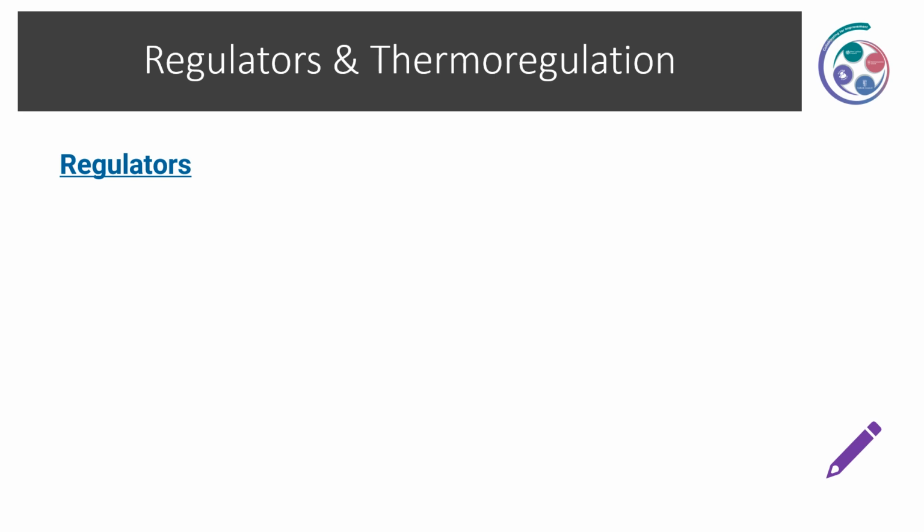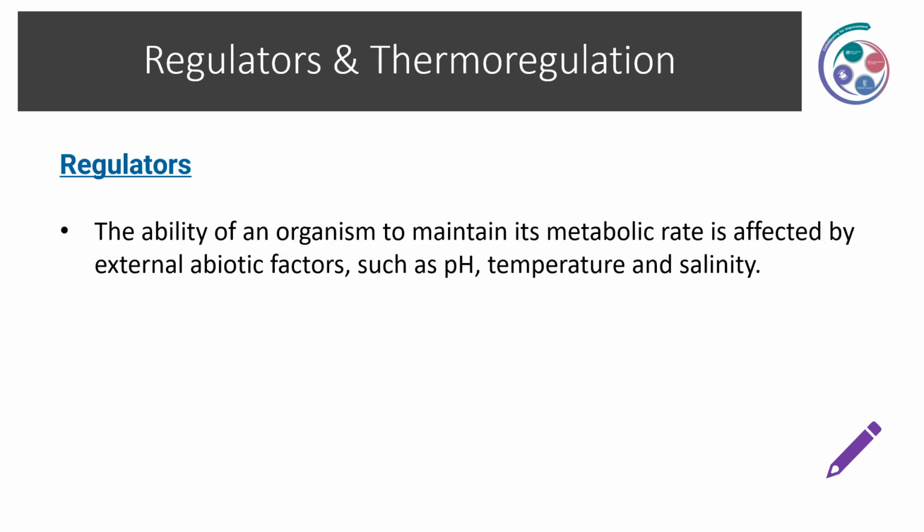Let's now go on and have a look at your second 8-mark option, regulators and thermoregulation. So let's firstly talk about what we mean by the term regulator. We are talking about the ability of an organism to maintain its metabolic rate. Now, metabolic rate is affected by external abiotic factors. Remember, abiotic factors are non-living factors such as pH, temperature, and salinity.